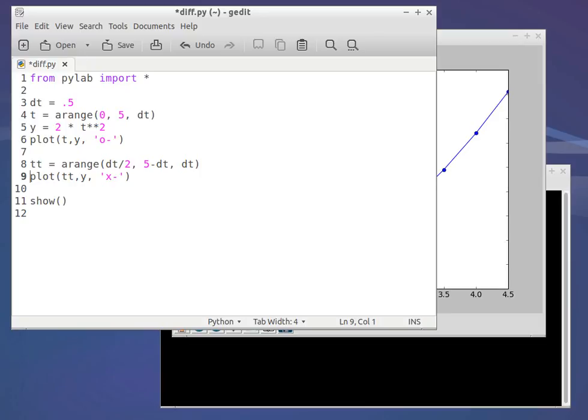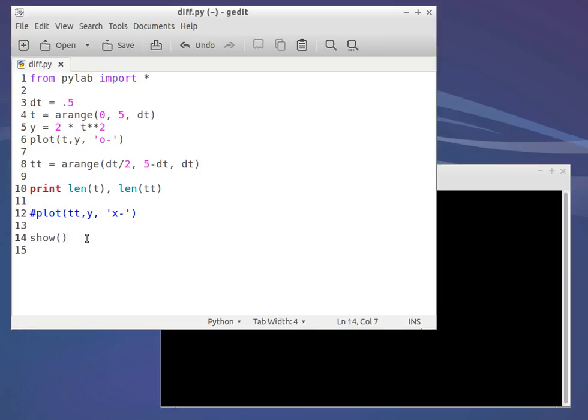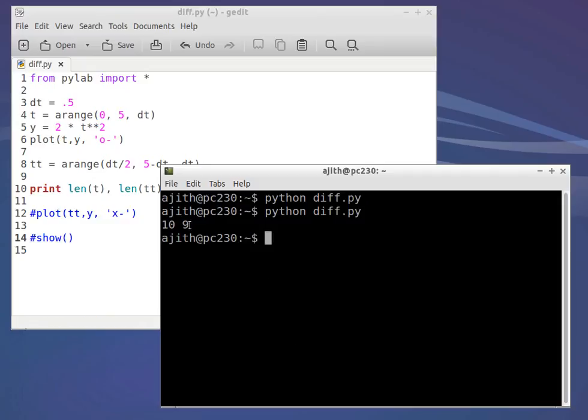Okay, we cannot plot this like this because this will have only 19 elements. You will see that, print length of t and length of dt. See the graph this time. Let us see. We can see this is 10 and 9 only, because if we have 10 total points, these midpoints will be only 9.